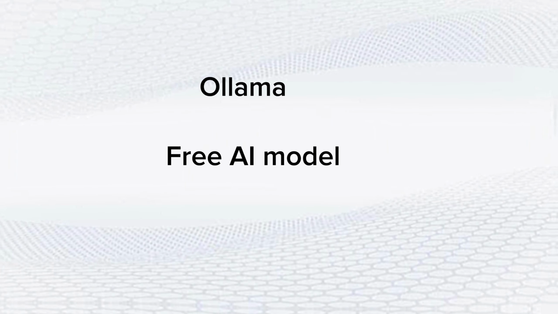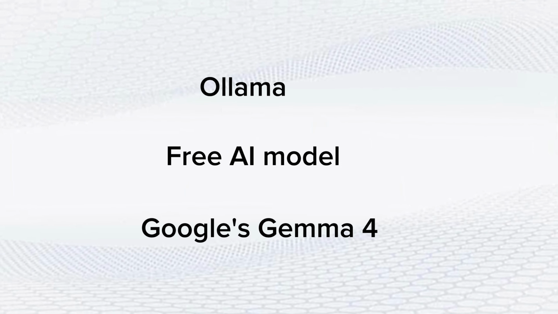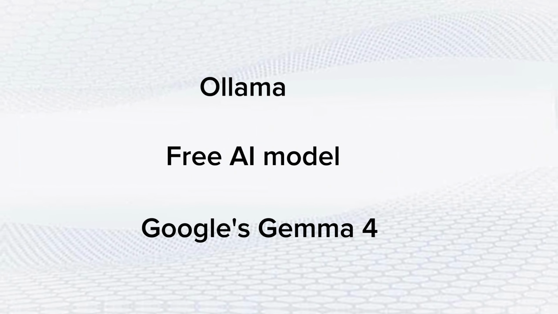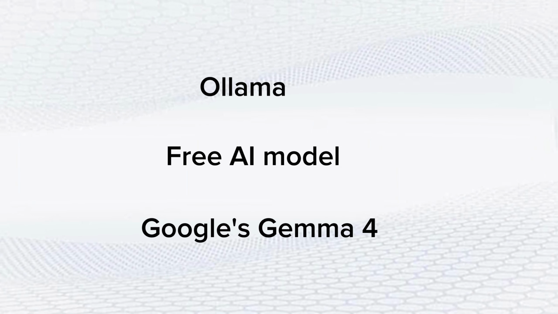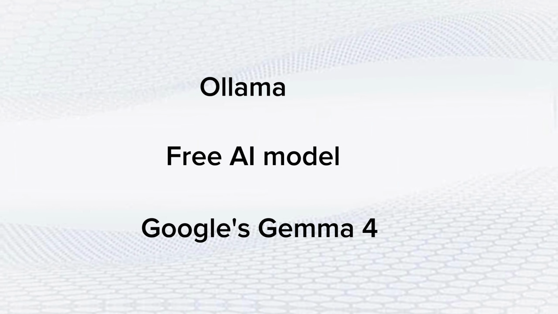You only need two things. First, Ollama. It's a free app that lets you download and run AI models locally. Think of it like a Netflix for AI, but free, and it runs on your machine. Second, a free AI model. I'm going to use Google's Gemma 4 today. It's one of the best free models available right now, and it runs smoothly even on a regular laptop. No GPU required for the basic version. No technical skills. Just follow along.